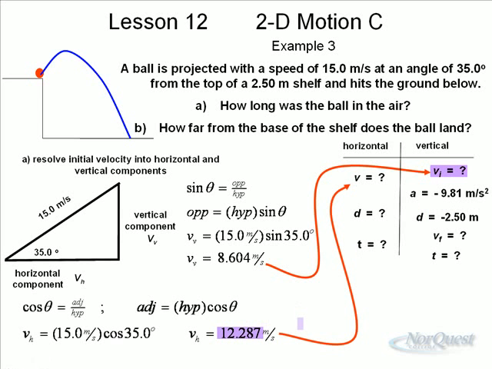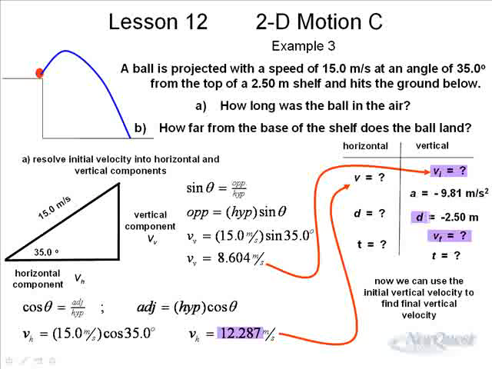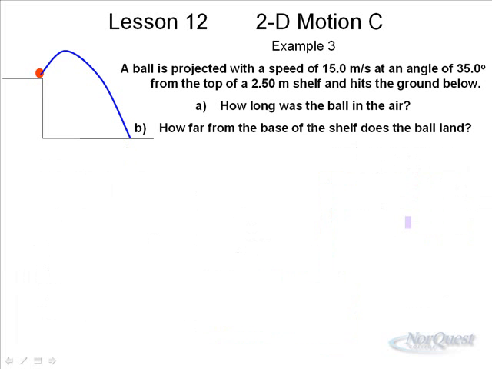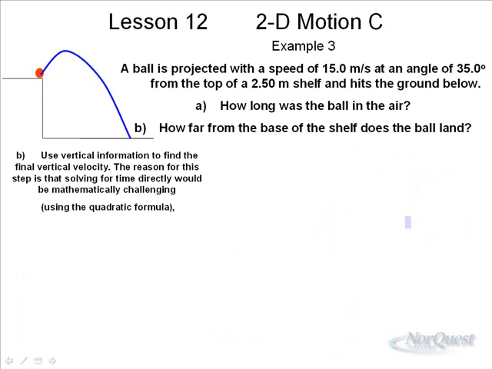That's step A. Now we can use that initial vertical velocity to find the final vertical velocity, because we know the displacement and we know the acceleration. That's our next step. So use the vertical information to find the final vertical velocity.